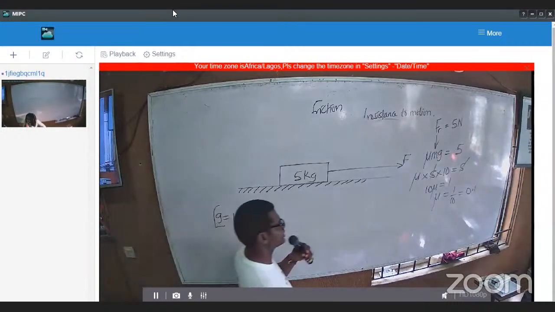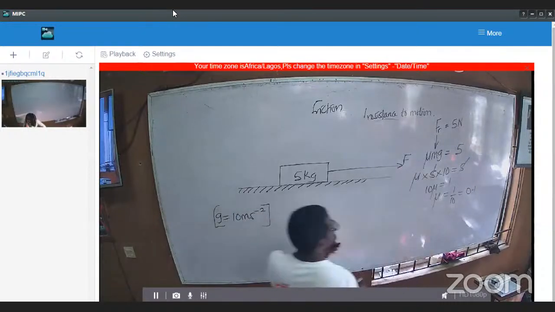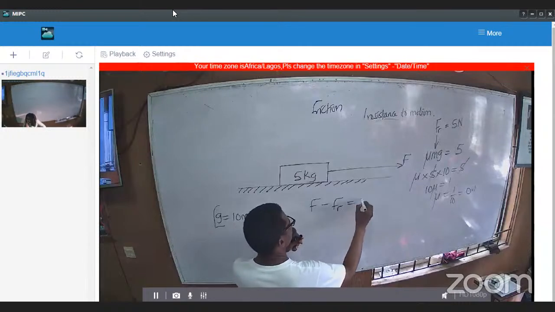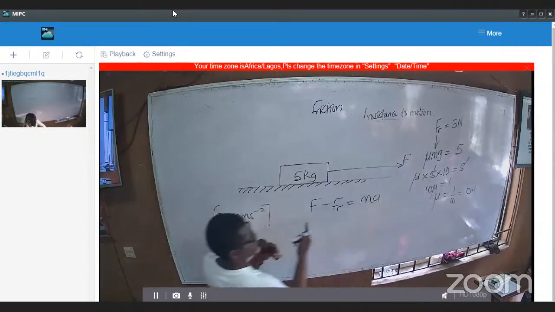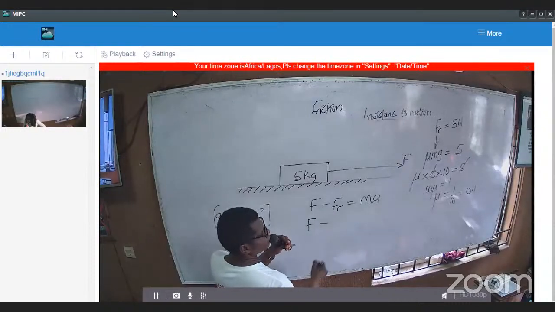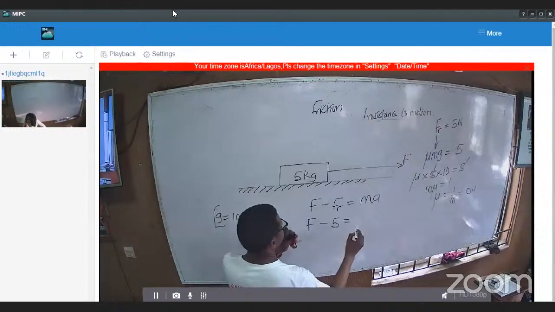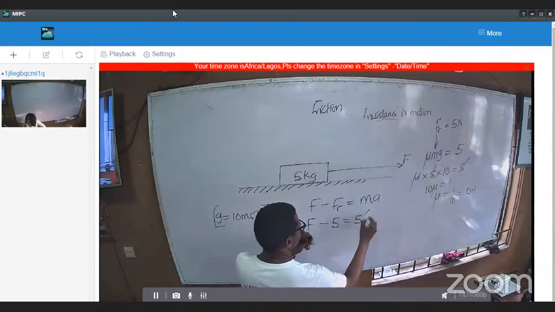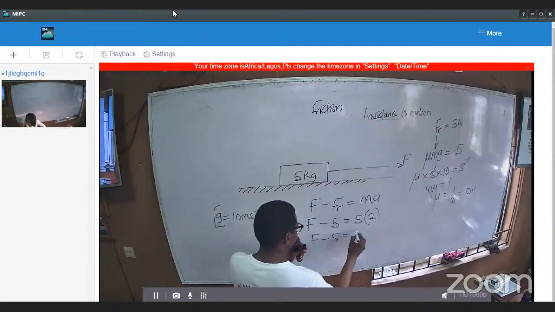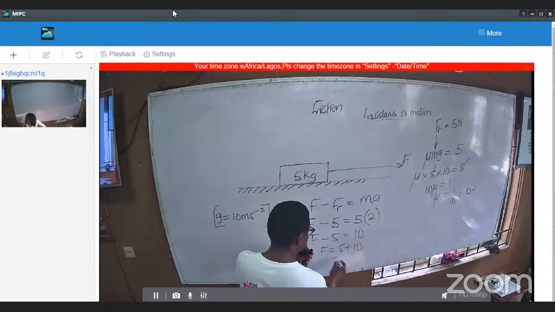Then you find F. F minus friction equals ma. Do you know this formula before? Force minus friction. So go look for F. Are we given friction? How much friction? 5. Are we given mass? How much mass? Acceleration 2. F minus 5 equals 10. Our F will now be 5 plus 10, final answer.